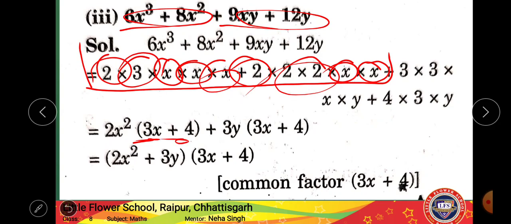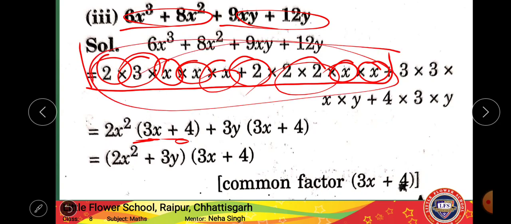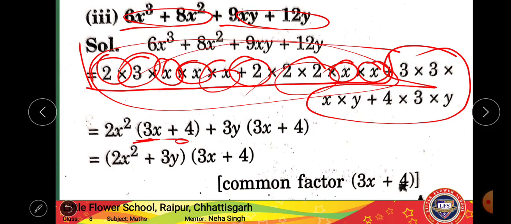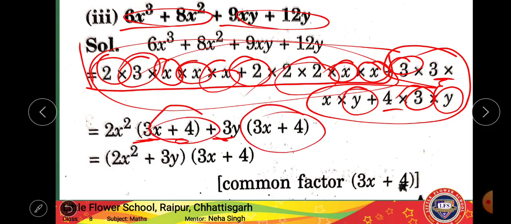Plus, here also see, now these terms we have taken common, so now we'll move on to these terms, right? See, this 3 and 3 can be taken common, and y also. So excluding 3y, what is left? 3x and plus 4. So again this 3x plus 4 is common, and 2x square plus 3y. So like this we can solve the questions.